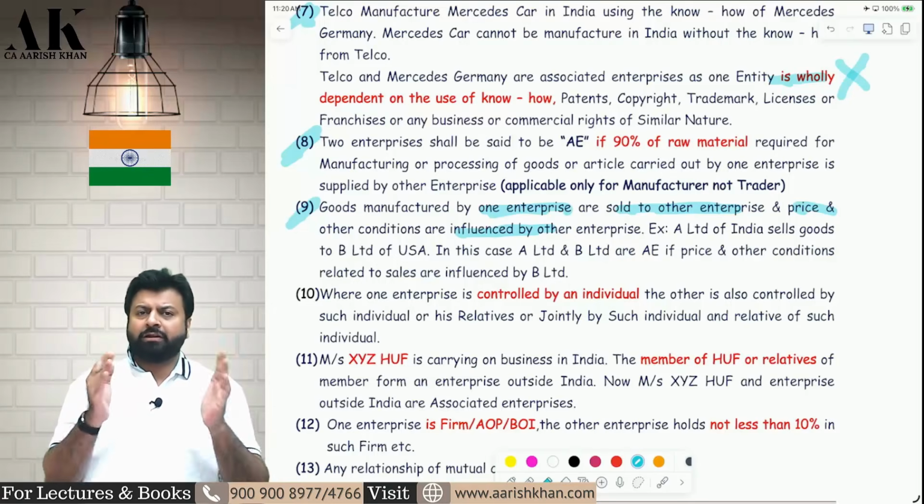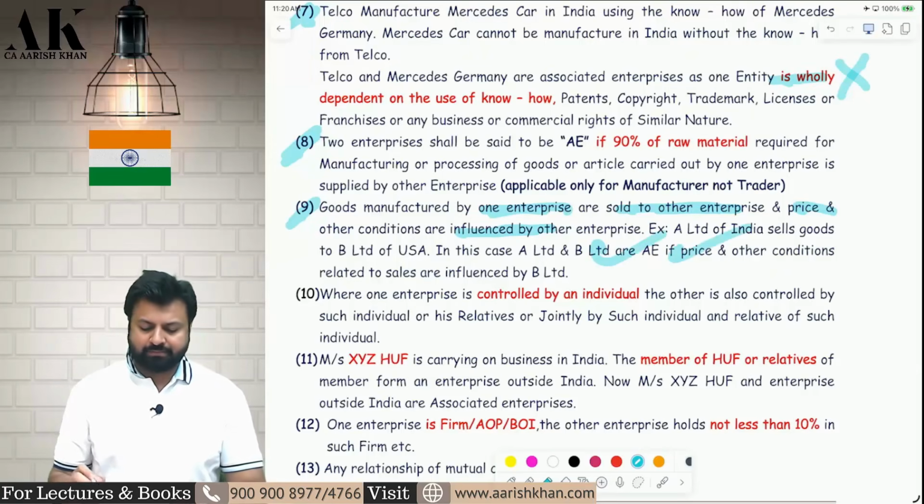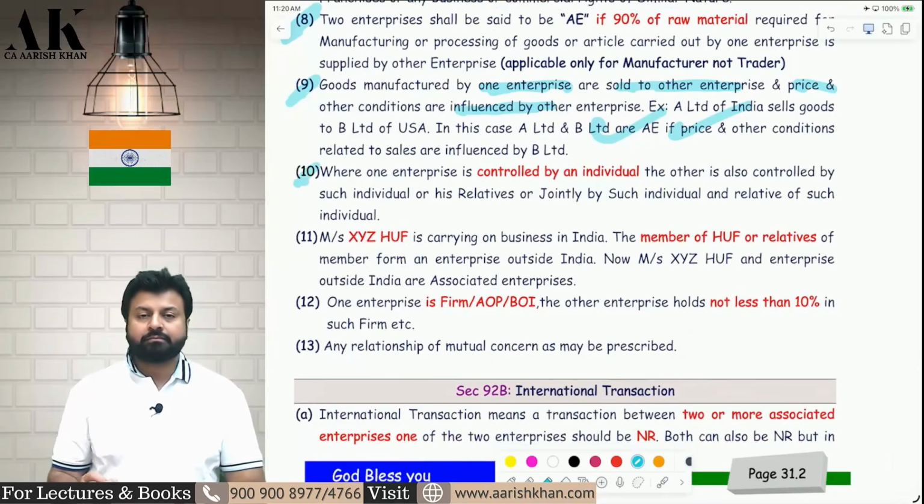So how will we come to know? That will be mentioned in the agreement, that it is influenced by the buyer. Therefore, I and you will become associate enterprises. Check it please. Point number 10.